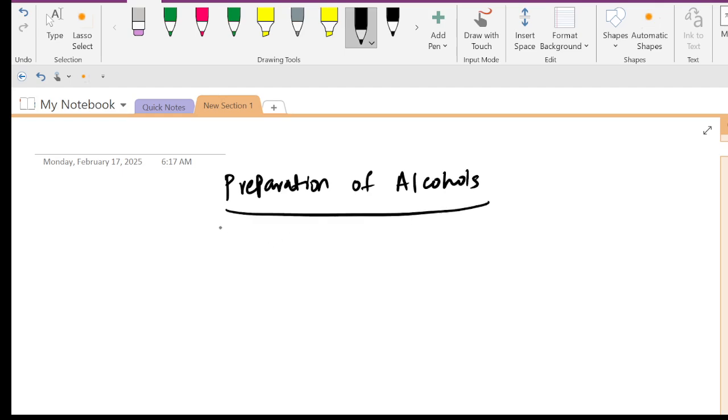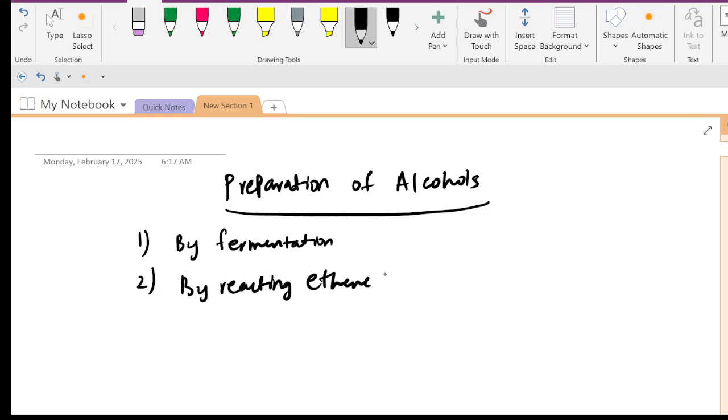So there are two methods of preparation of alcohols. Especially, we will be studying the preparation of ethanol, which has the molecular formula C2H5OH. There are two methods for the preparation of alcohol. The first method is by fermentation, and the second method is by reacting ethene with the steam.